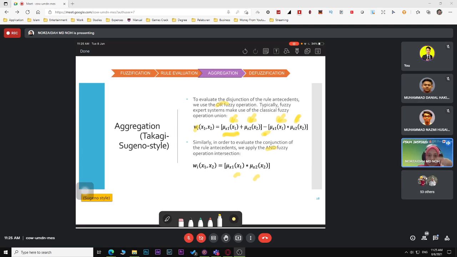Okay, kalau you nak try guna untuk Takagi Sugeno, you gunakan cara ni. Kalau you nak guna Mamdani style, you gunakan yang min max. Min max, Mamdani always use min max. Sugeno, sometimes they can use min max, sometimes they can use production rule. Okay?